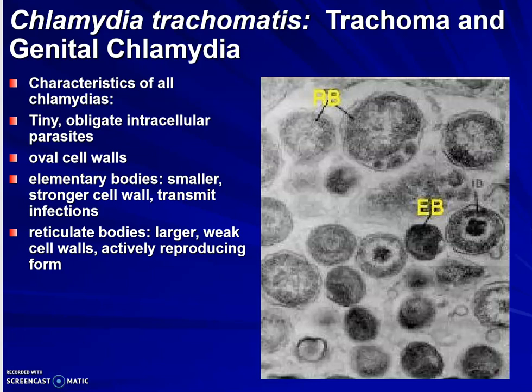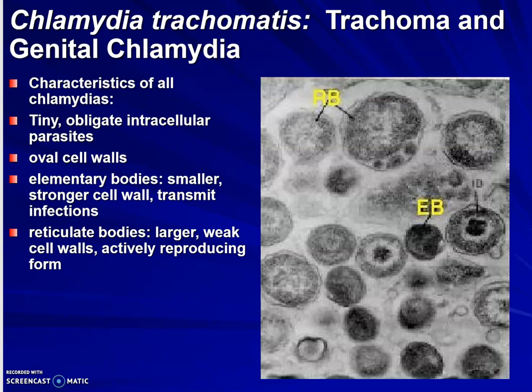Let's take a look at pathogen group number 6, and our first pathogen here is Chlamydia trachomatis, which is the cause of trachoma and genital chlamydia. We're going to first take a look at characteristics of all chlamydias. They are all tiny obligate intracellular parasites. That means they have to live inside of other cells.